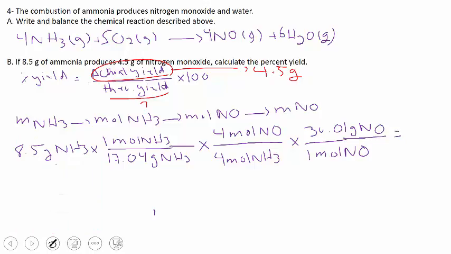Now in terms of units, grams of NH3 cancel out. Moles and moles of NH3 cancel out too. Moles of nitrogen monoxide cancel out. So we end up with mass of nitrogen monoxide, and that's what we were aiming for. So when you solve this, you're going to end up with 15 grams of nitrogen monoxide.